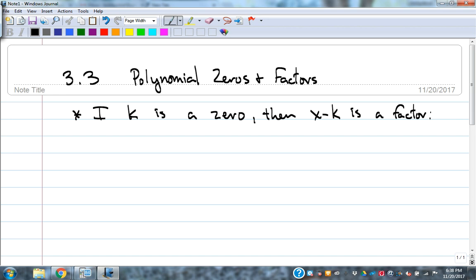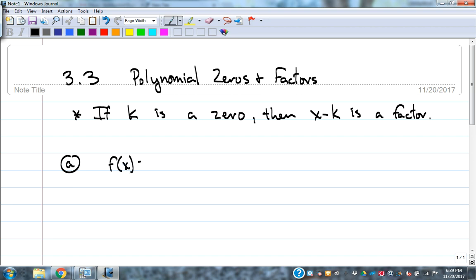Right. Now, out of that, we're going to be building up into factoring a polynomial completely and finding all of the zeros of a polynomial. And to start off, they're going to give us some of the information that we need. So let's just start with some examples here.